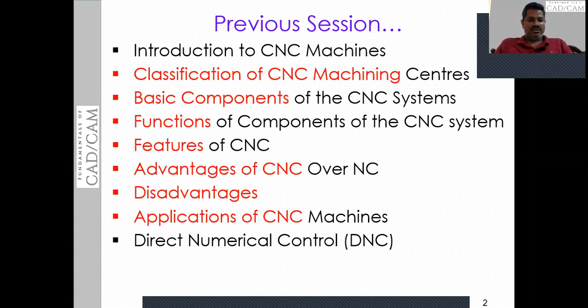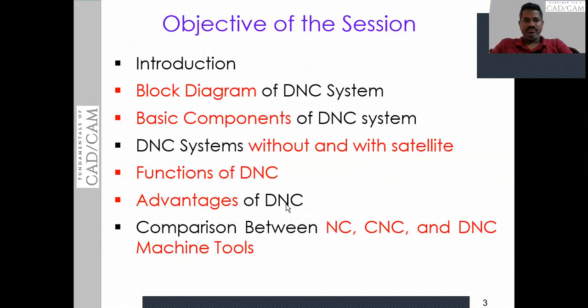But now, in today's class, we will discuss direct numerical control in detail. We will move forward to see the types of DNC missions. We will see the block diagram of the DNC mission. Then we will see the functions, advantages, and disadvantages in this session. This is actually the objective of the session. We will see the introduction to the DNC.